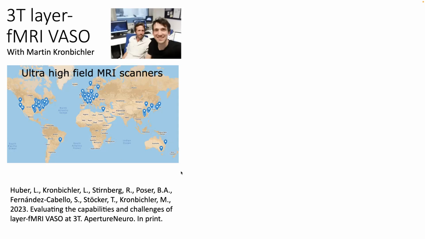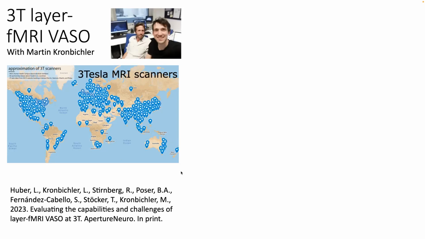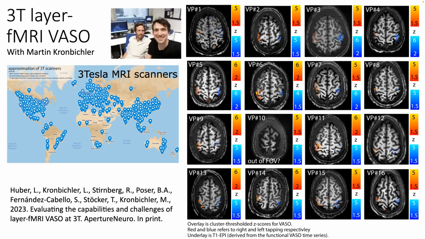And also from a sequence developer perspective, 3 Tesla is awesome because you have orders of magnitude more users, right, that will cite your papers and use your tools. But also, it's just easier, right? So here in this group study with Martin Kronbichler from Salzburg, you can see the underlay, which is the mean EPI. It just looks like an anatomical scan, right? Doing EPI at 3 Tesla is just way easier because you don't have all these B0 problems. You don't have these B1 issues. The noise level is higher though.